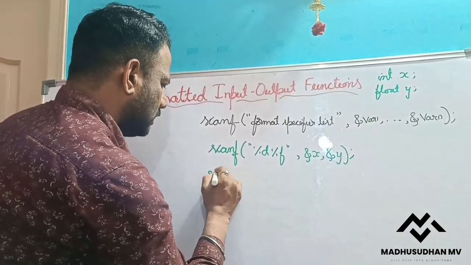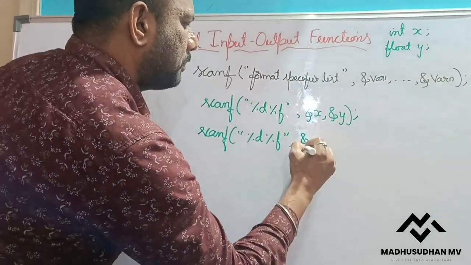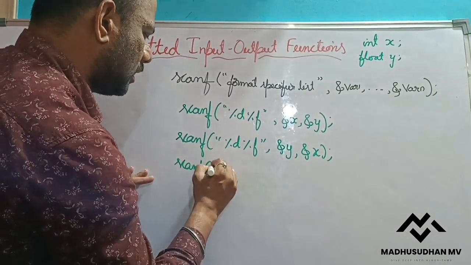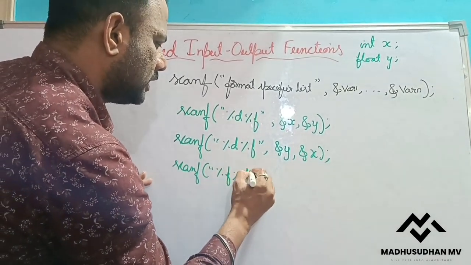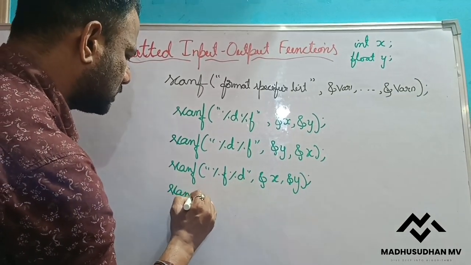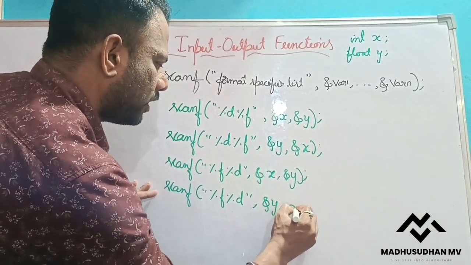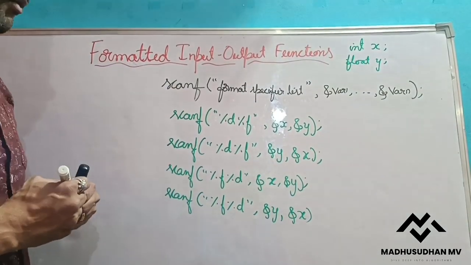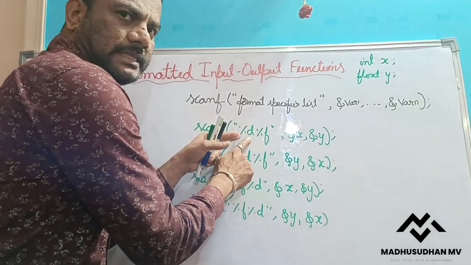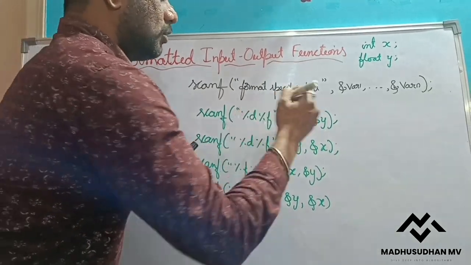So for example, now scanf("%d %f", &y, &x). Or this one, scanf("%f %d", &x, &y). The next possibility is scanf("%f %d", &y, &x). Now come from the beginning. The first format specifier is integer, this is also integer, it matches. This is floating point, this is also floating point, so this absolutely matches, fine.